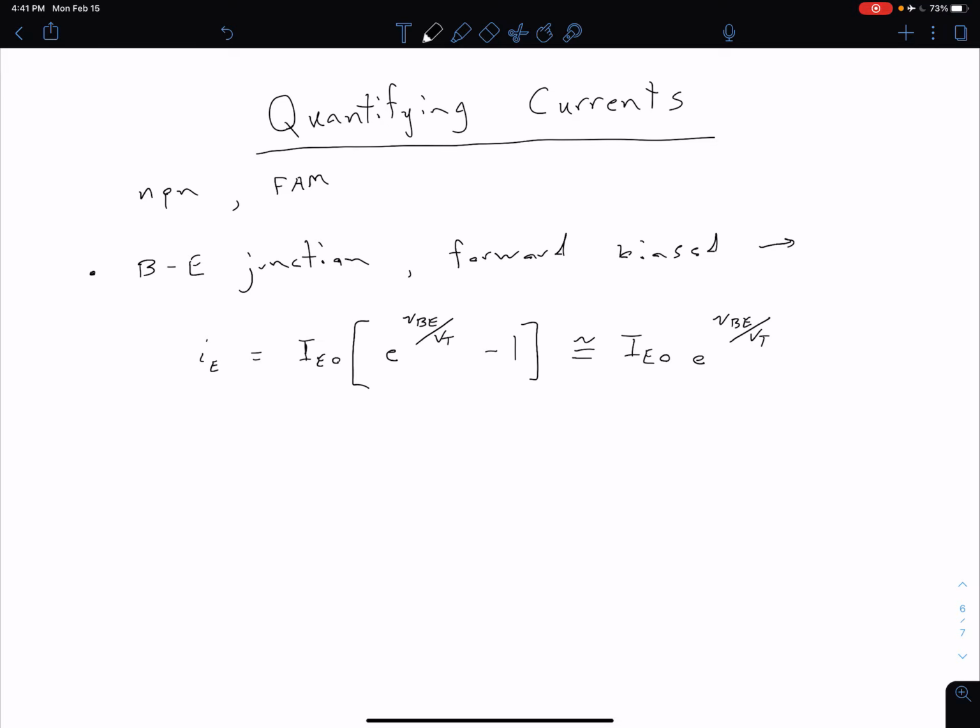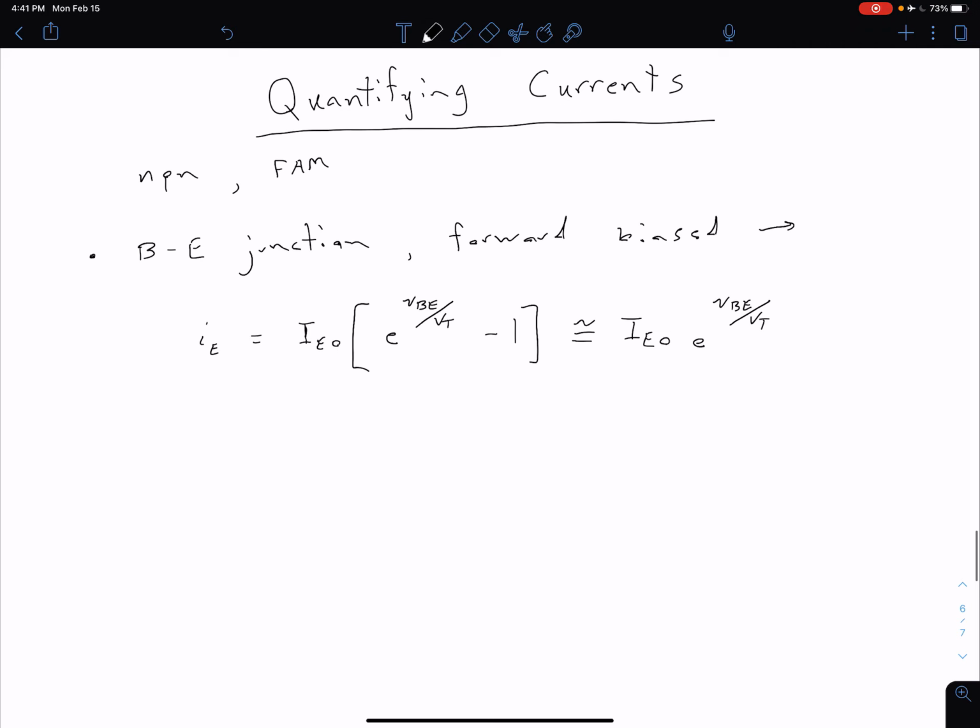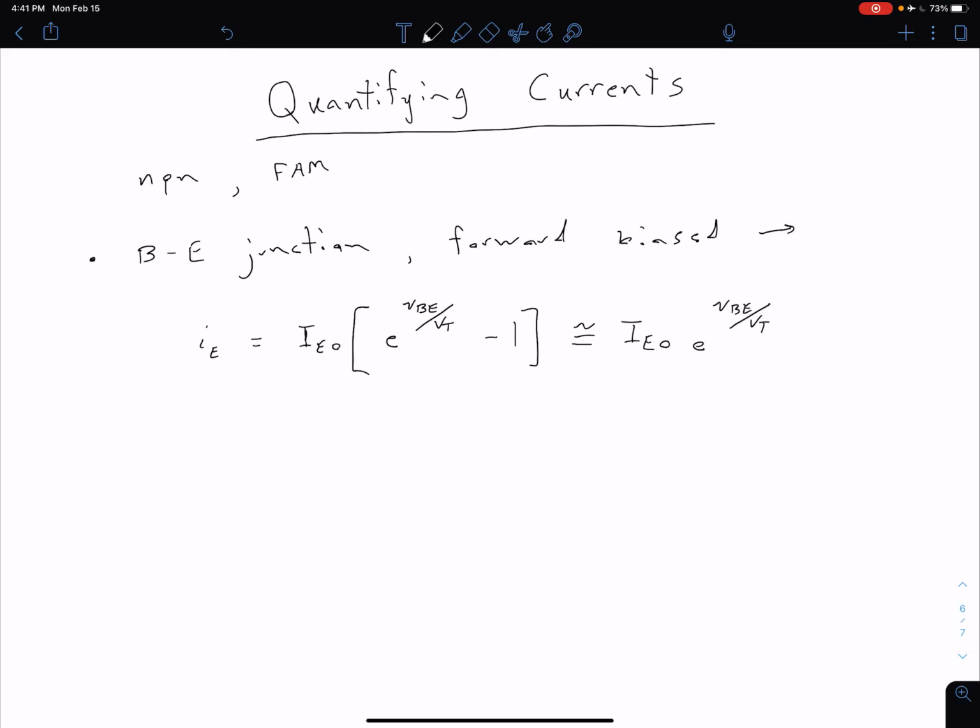Again, VT is the thermal voltage, which is equal to kT over q, roughly 26 millivolts at room temperature. This IEO, this reverse saturation current for that base emitter junction, is based on electrical parameters and the size of the junction, so geometry. Typically it's going to be in the range of 10 to the minus 12 to 10 to the minus 16 amps, similar to what we saw with reverse saturation currents in our diodes.